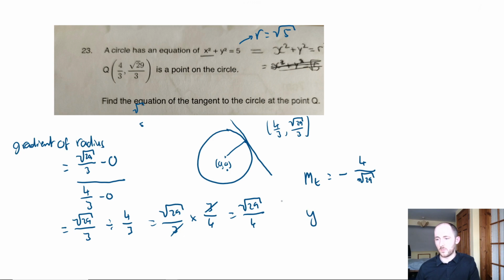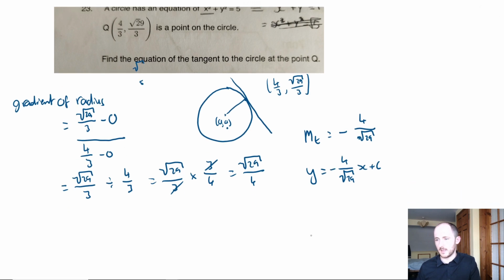So my equation, y equals mx plus c, is now minus 4 over root 29 x plus c. Sub in the values for x and y. So root 29 over 3 equals minus 4 over root 29, times 4 over 3, plus c.